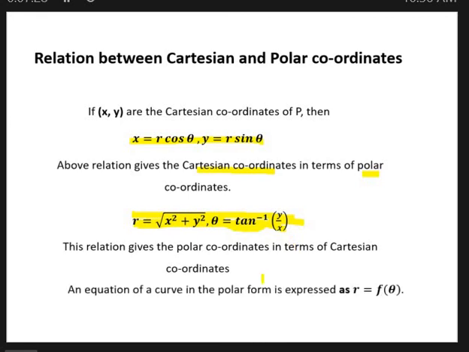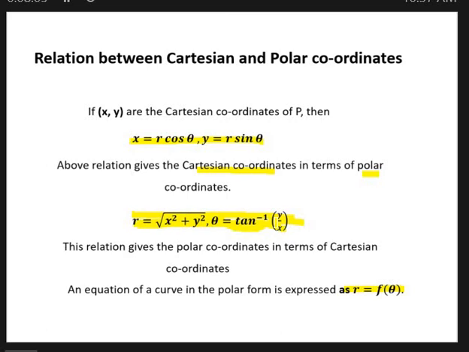An equation of the curve in polar form is represented as r is equal to f of theta. See, r is equal to f of theta is the polar curve. The relation between Cartesian and polar is x is equal to r cos theta, y is equal to r sin theta, and the polar coordinates in terms of Cartesian are r is equal to root of x square plus y square, theta is equal to tan inverse of y by x.